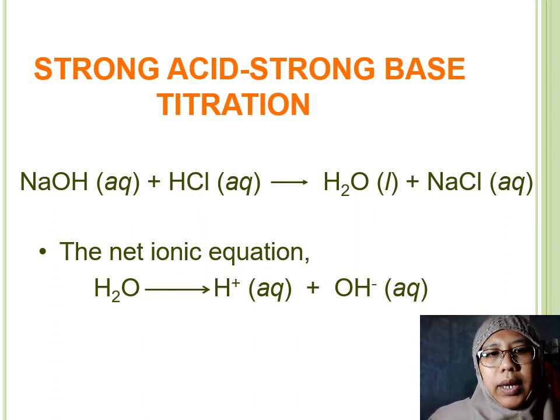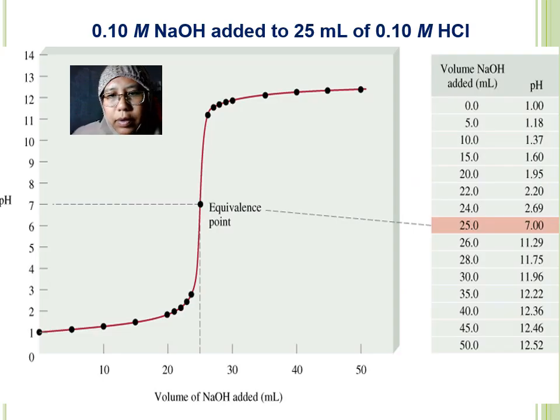H2O ionized to become H plus and OH minus. Shown here is a titration curve of the neutralization between sodium hydroxide and hydrogen chloride. You can see the y-axis is pH, and the x-axis is the volume of the sodium hydroxide. This is the titrant, which is located in the burette.